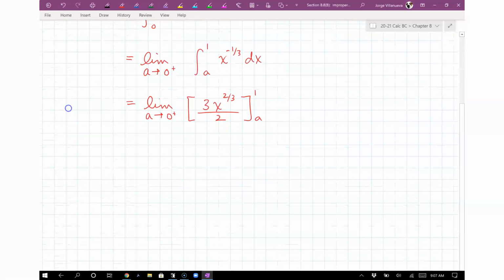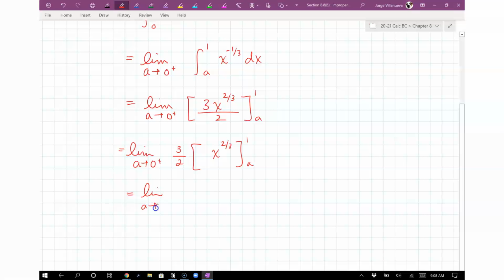So that's what it becomes. It's x to the 2/3 divided by 2/3, but if you divide by 2/3, just multiply by its reciprocal, so 3/2. Okay. And if you want to, you can do the following. I usually do. Limit as a approaches 0 from the right of 3/2. I take out the fraction because why do I need to worry about the fraction when I'm plugging in numbers?